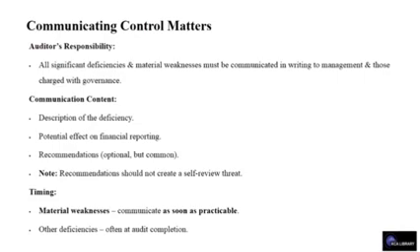Looking at the communication extent, the description of the deficiency must be included, the potential effect on financial reporting must be included, and there must be a recommendation. Recommendations are optional but common, and you have to know that a recommendation should not create a self-review threat. Another is timing: material weaknesses are communicated as soon as practicable, and for other deficiencies, often at the audit's conclusion.